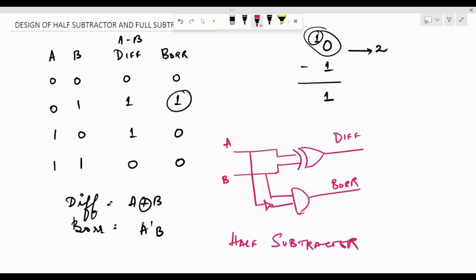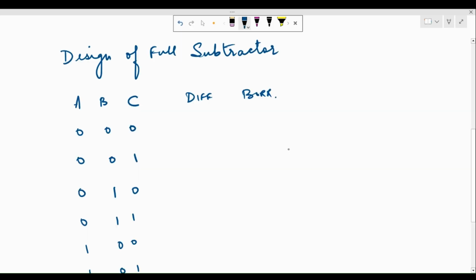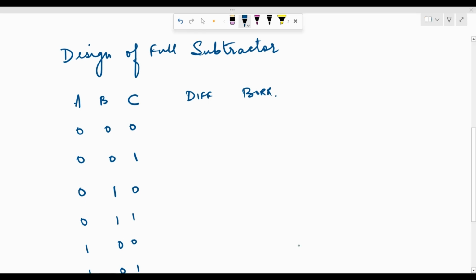Now let's move on to see how we can design a full subtractor using just the logic gates. So as far as a full subtractor or a full adder is concerned, we'll be having three inputs. Each of them would be 1 bit wide. So here again for the full subtractor, we have A, B, C as our inputs. The outputs would be the difference and the borrow. So the difference would be A minus B minus C. And in the process, if there is a borrow involved, then that particular input combination's borrow would be 1.